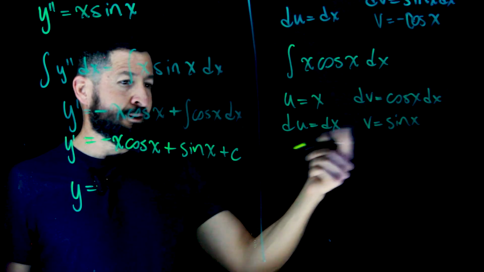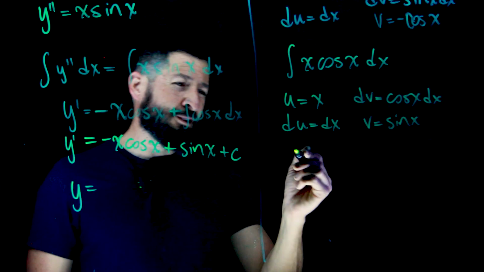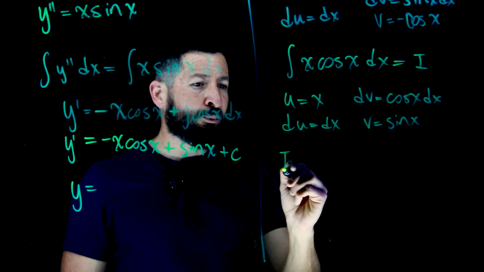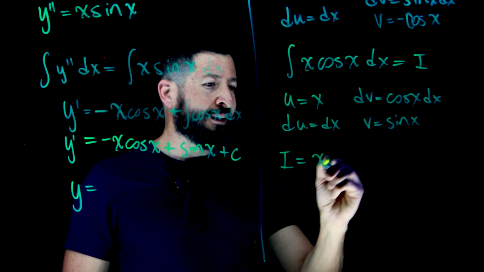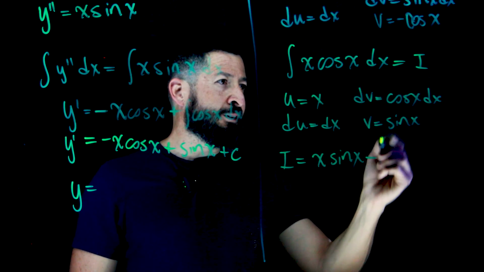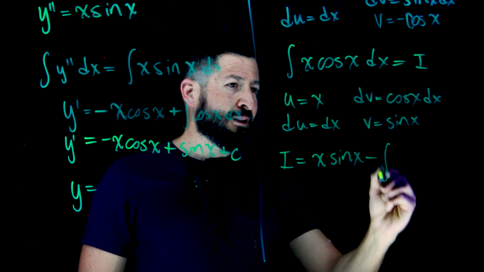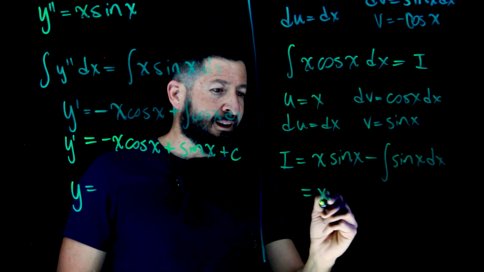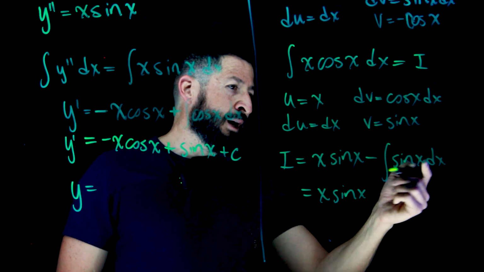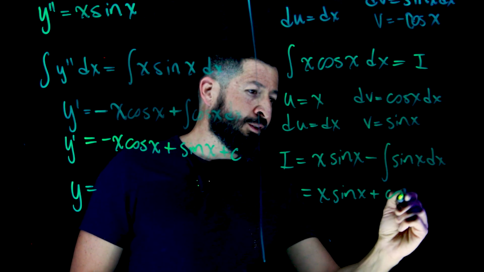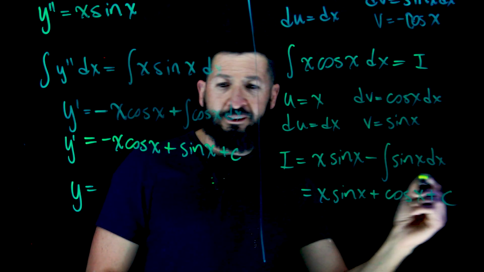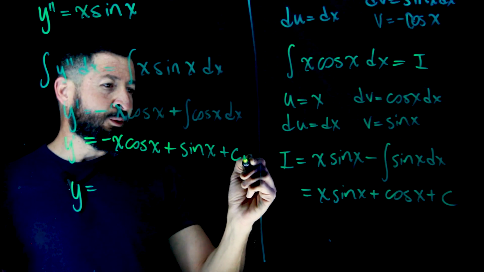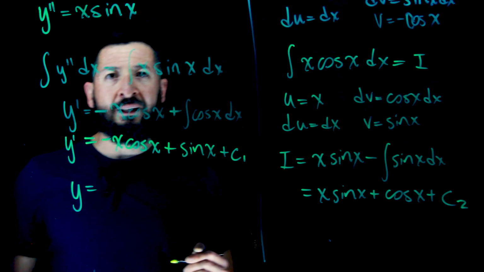And so uv is going to be here. I remember I have a negative, so I should write the whole integral here. Let's call this I. That integral becomes uv, which is going to be x sine x, minus the integral of v du. V is sine, du is dx. And that's going to give me x sine x minus, here is going to be the negative, so plus cosine x plus c. I already had a c there for the first integral, so I'm going to call this c1, and for the second integral, I'm going to call that c2.